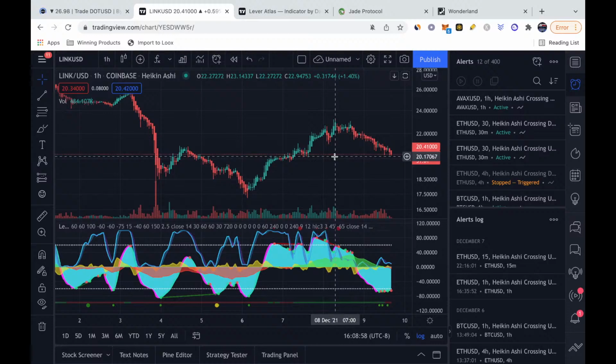There's an Amber Alert that just went off on my phone. Am I back? An Amber Alert just went off on my phone, so it just did that. So what was I saying?